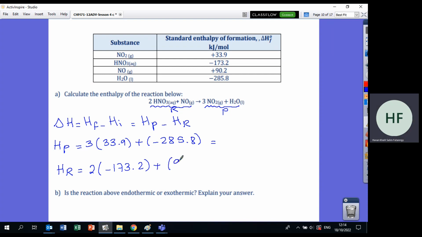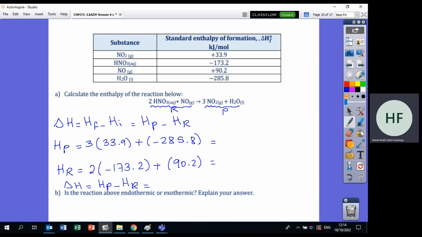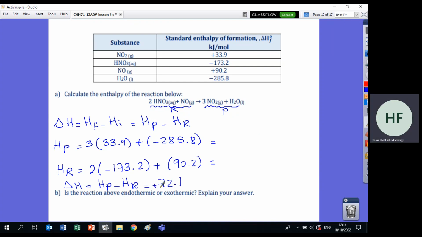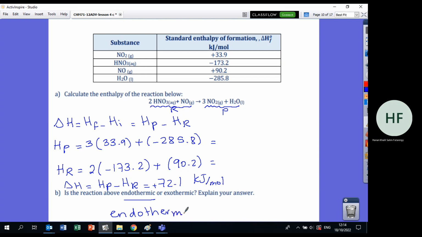NO is 90.2. Then I say delta H equals H products minus H reactants, and then I find the answer. The answer will be 72.1, positive. And the unit is kilojoules per mole. Now, is the reaction endothermic or exothermic? If delta H is positive, the reaction is endothermic. Why? Because the delta H sign is positive.